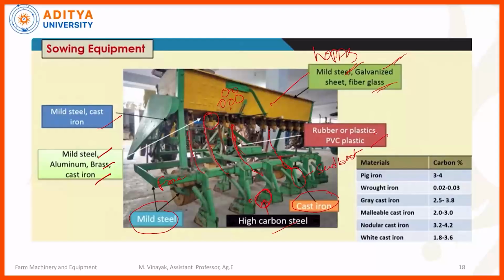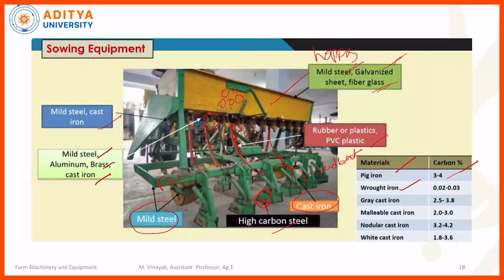Okay. So here some materials are there and the carbon percentages are mentioned. Increasing the carbon percentage in the material definitely increases the strength of the material. Okay. So first one is pig iron, with carbon percentage 3 to 4, which is followed by wrought iron, 0.02 to 0.3.